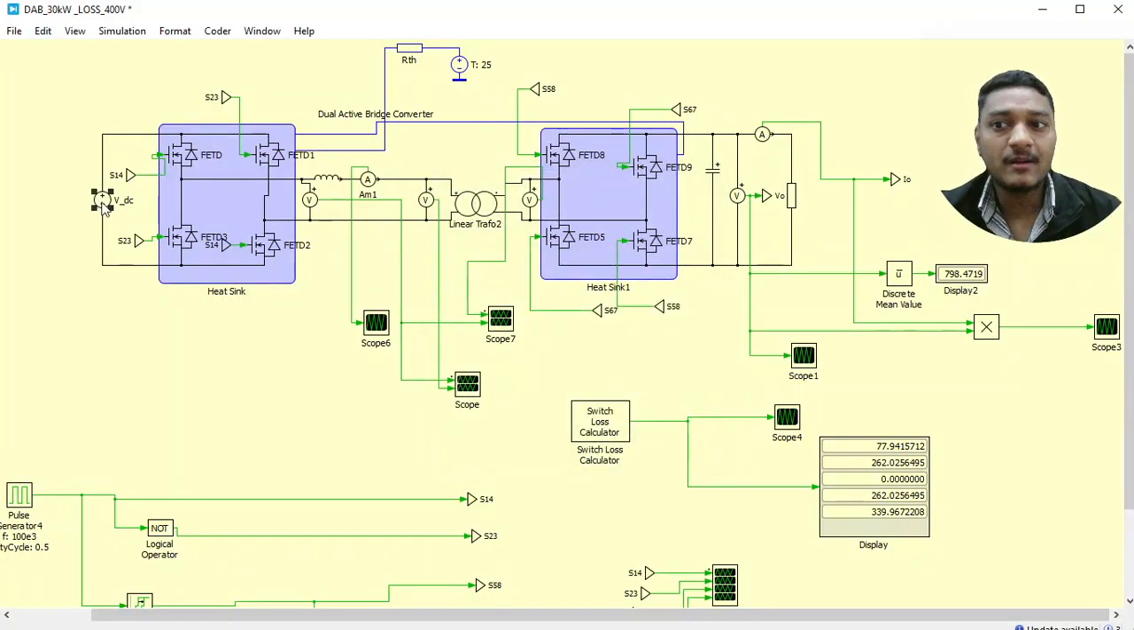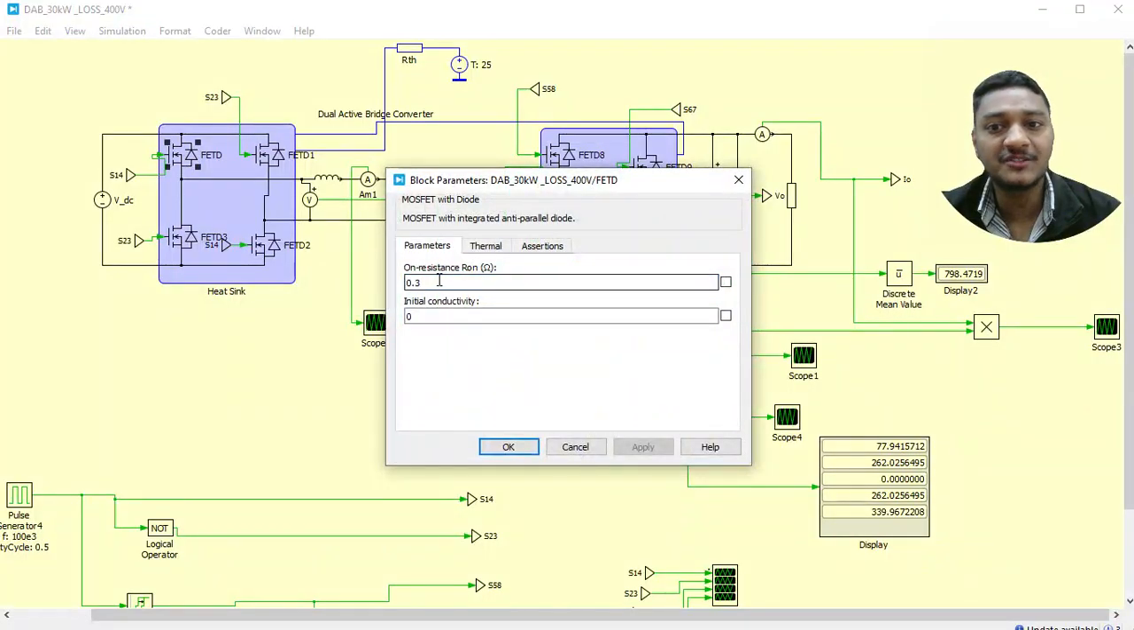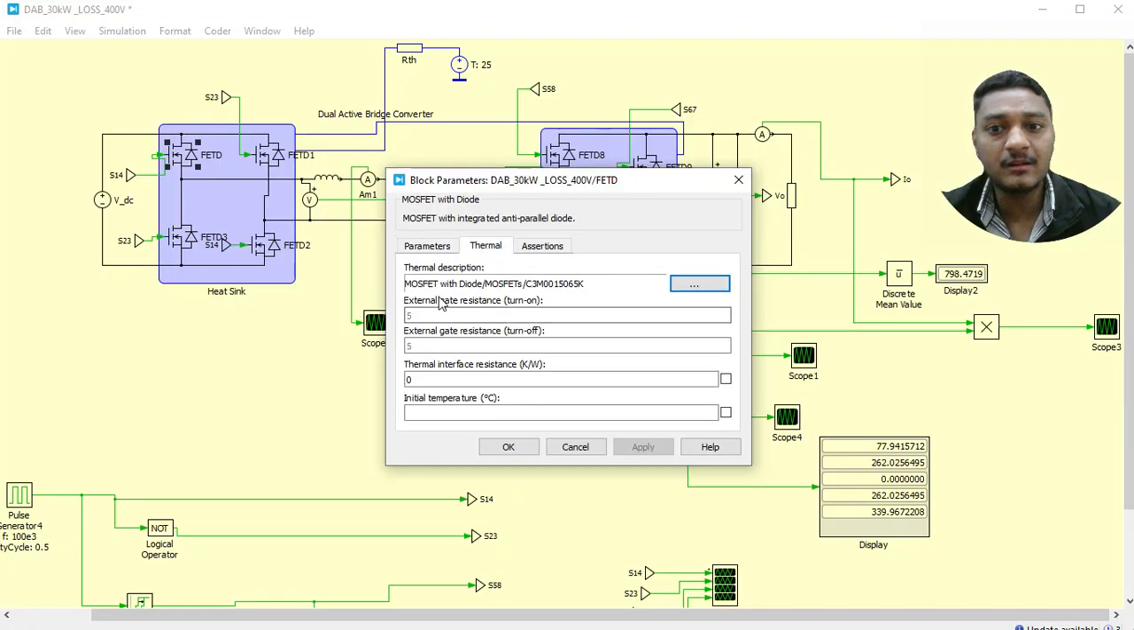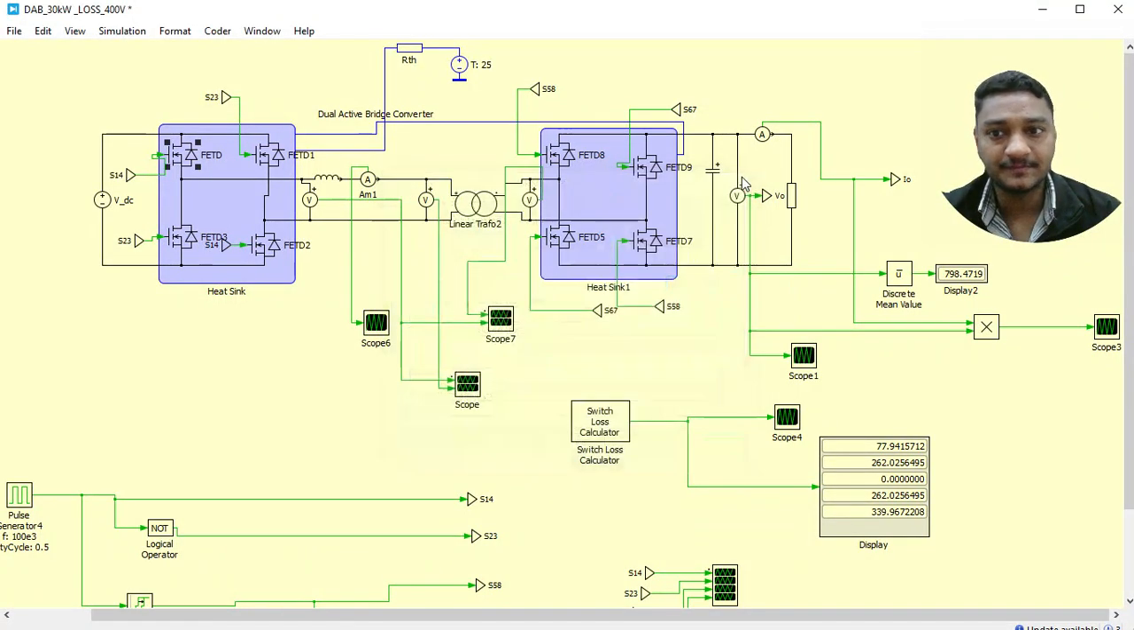So I have my DC voltage source. Now the MOSFET. I have added some on-state resistance, 0.3 ohm. Then the thermal parameters. I have used one MOSFET here to have the actual thermal modeling. How to add this is another part. I will maybe tell you if you need it. I will pin the procedure in the comment section, if you are actually working on it.